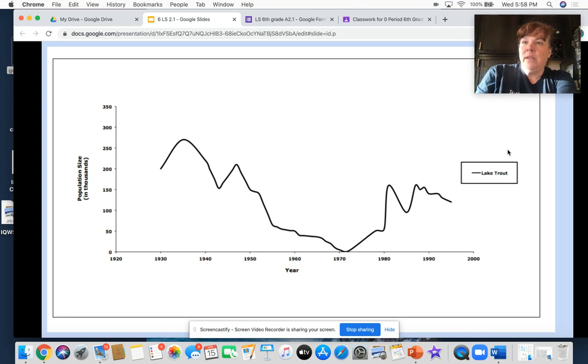So what can we do with this information? What reasons would we have to care? It's a fish. Why is it so important that we care about what's going on? As a scientific investigator, we're going to closely investigate this example of a population change. Remember, the population is the same species in a specific area, and there's a huge change. We're going to find out what that is.